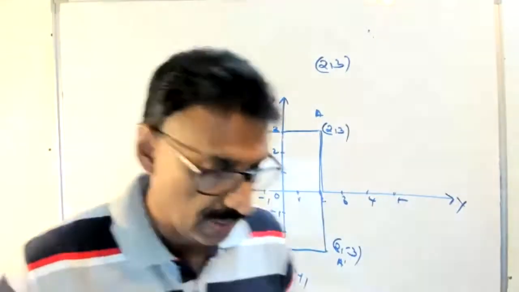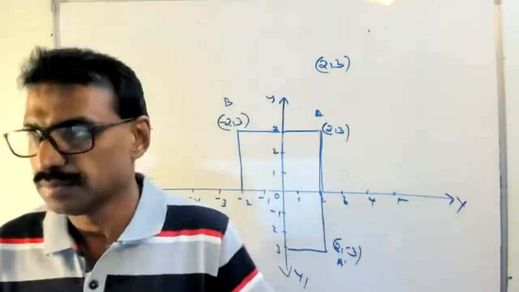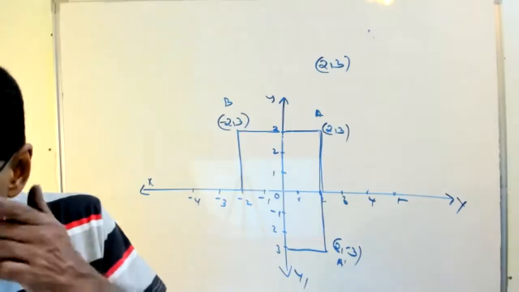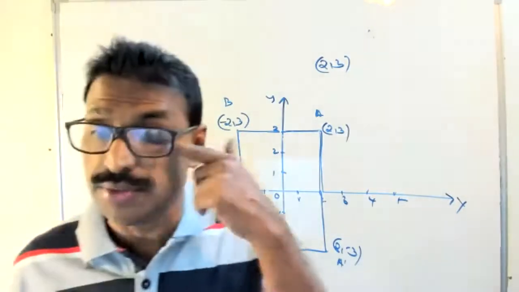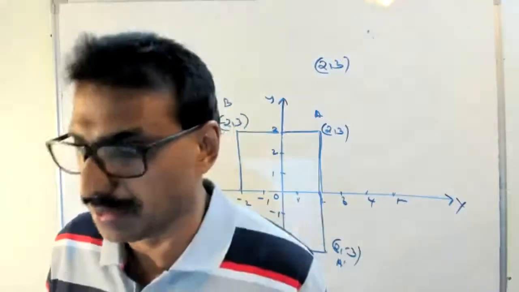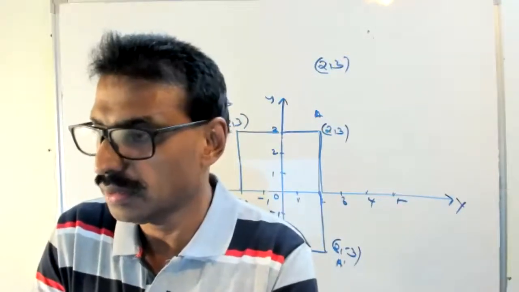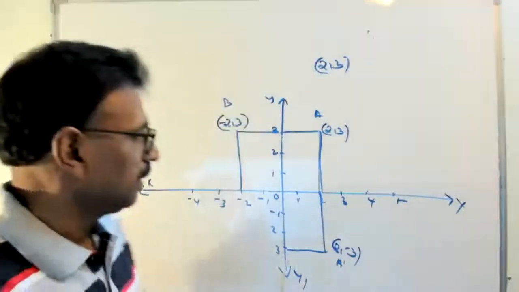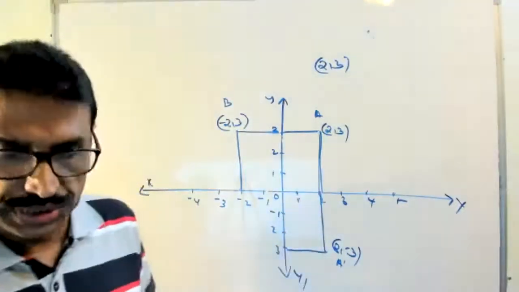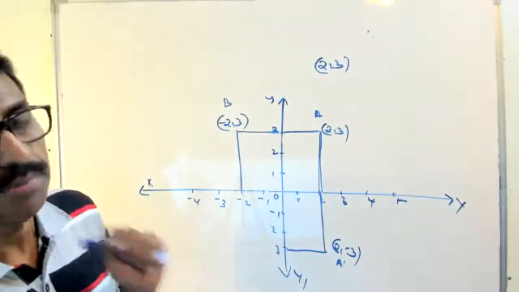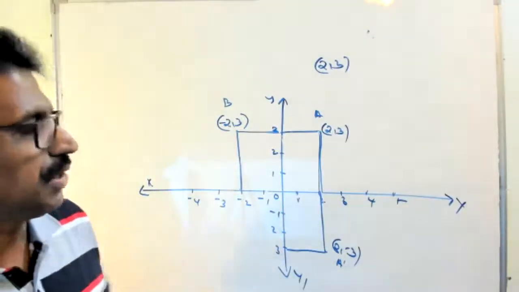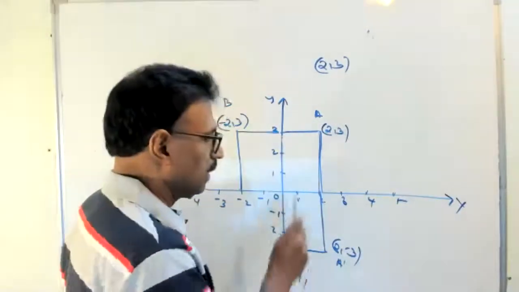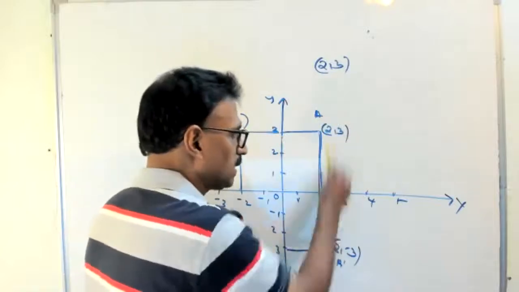I hope you understood what the mirror image is. Clear or not? Mirror image means, see, suppose you are standing in front of the mirror, your image is behind. Correct or no? That's it. It comes behind the mirror. That's called mirror image. See, once again, suppose here 2, 3: 2, 3 means 3 units away from the x-axis.